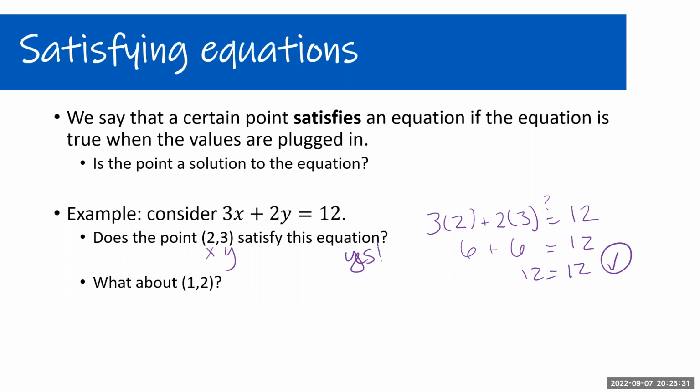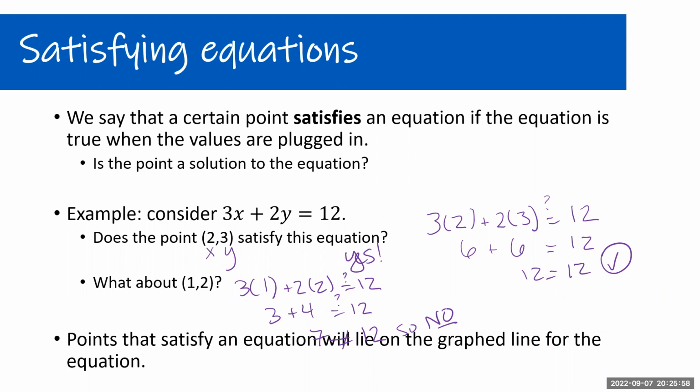What about 1, 2? Okay. Well, let's try. 3 times 1 plus 2 times 2. Does that equal 12? Well, 3 plus 4. Does that equal 12? 7 does not equal 12. So no, 1, 2 does not satisfy this, okay?